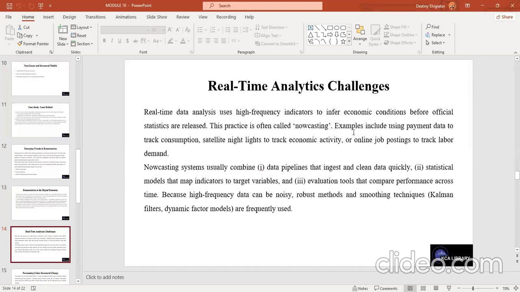Examples include using payments to track consumption, satellite lights to track economic activity, or online job posts to track labor demand. Nowcasting systems usually combine pipelines that ingest and clean data, statistical models that map indicators to target variables, and evaluation tools that compare performance across time. Because high-frequency data can be noisy, robust methods and smoothing techniques are frequently used.